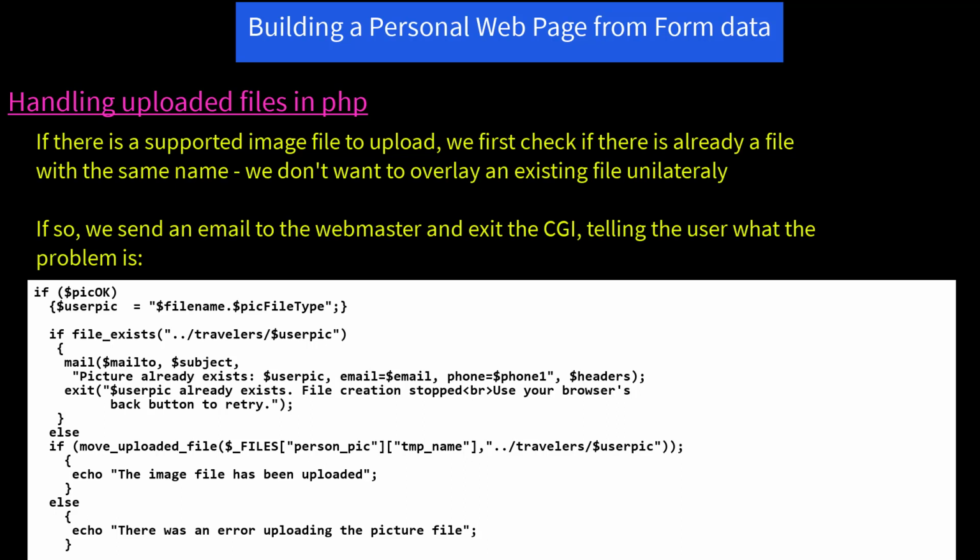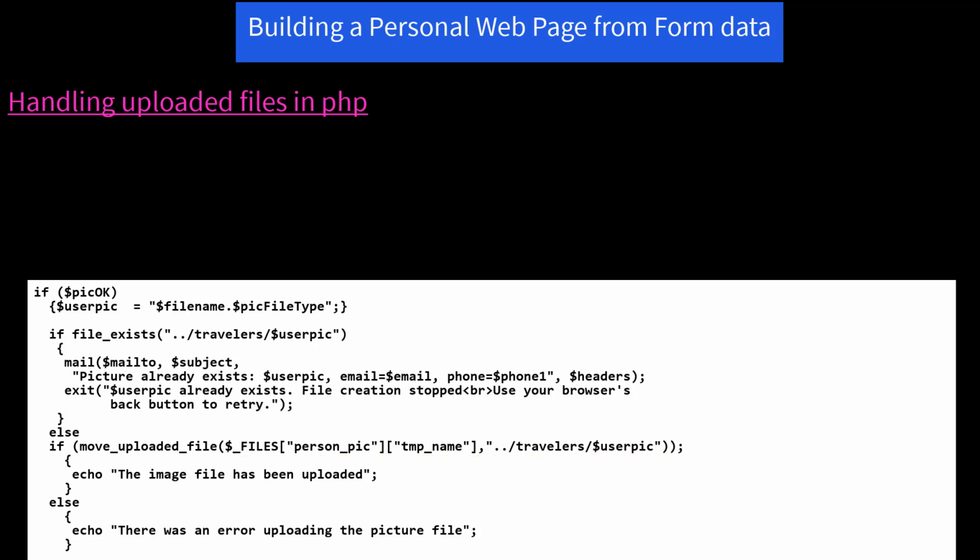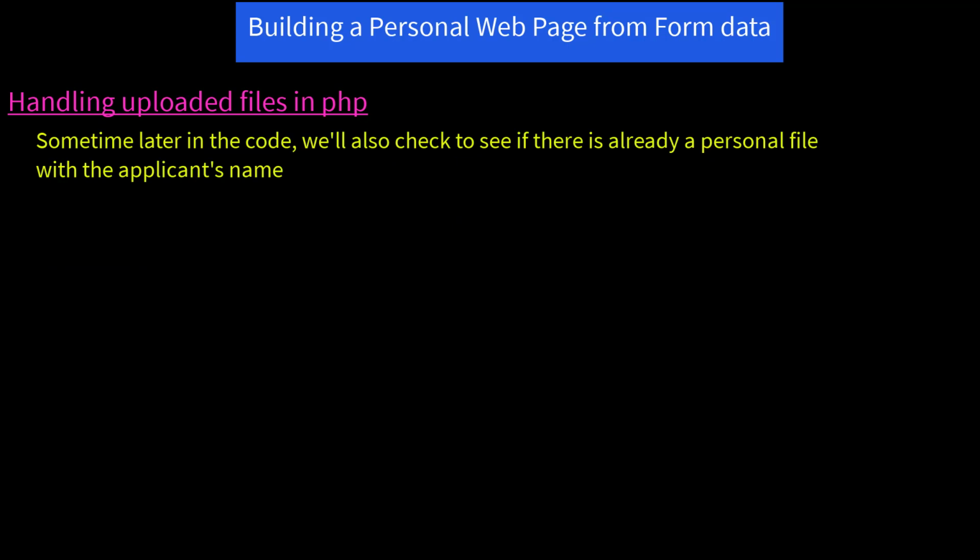We can also access all the variables from the form data, and we know where to find the model file. A little side note, move uploaded file takes two arguments, the from file identifier and the to file location, and it returns true if successful, otherwise false. Sometime later in the code, we'll also check to see if there's already a personal file with the applicant's name.